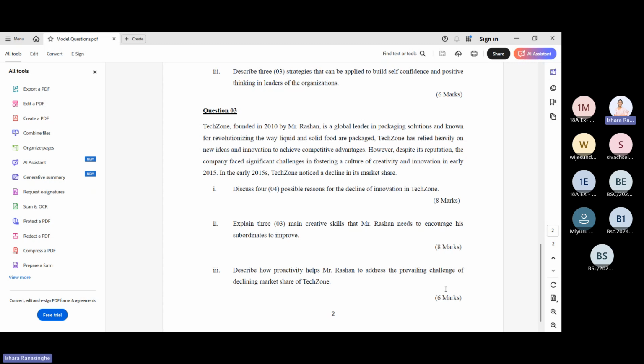as the leader, if Mr. Rashan can encourage proactivity among the leaders of the organization, even within the employees of the organization, then employees can take initiatives, right? Then employees can foresee the potential challenges. Not only that, they are taking the responsibility. They are owning the outcomes.